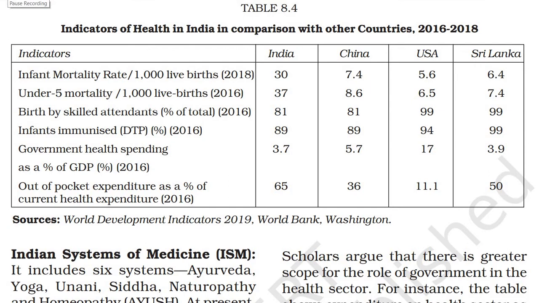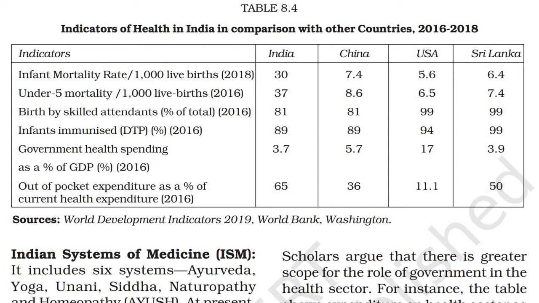In infant mortality we are calculating the death of young children within the age of 1. Okay, it's around 30. And under 5 mortality is 37 in India, China it is 8.6, USA 6.5 and Sri Lanka 7.4. Okay, then birth by skilled attendance: it is 81 in India, 81 in China, 99 in USA, 99 in Sri Lanka.